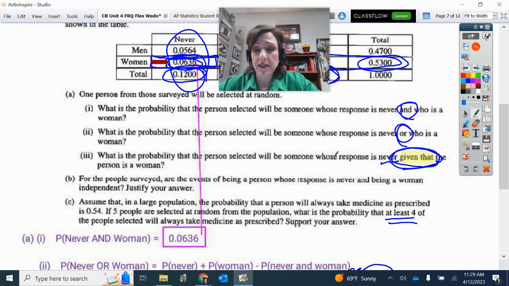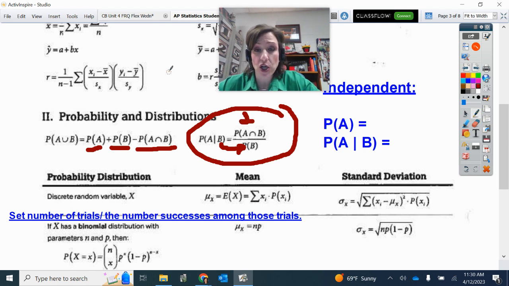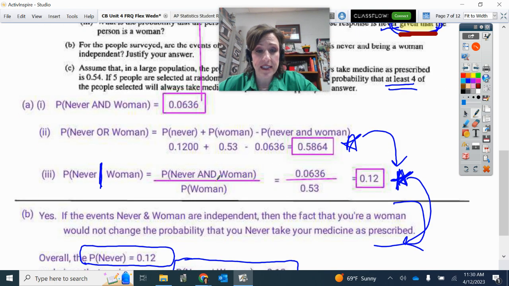So part 3 is a conditional probability. What's the probability that the person selected whose response is never, given that the person is a woman? So that's our conditional right here. So we are going to want to put the total women probability on the bottom, which is 0.53. And then on the top, we want the intersection of never and woman. So that's from part 1, 0.0636. So that looks like this. See, overall woman, never and woman. And so there's 0.12.